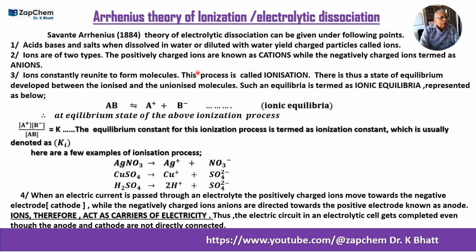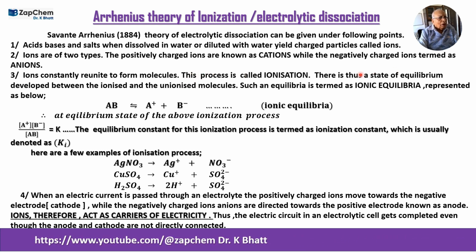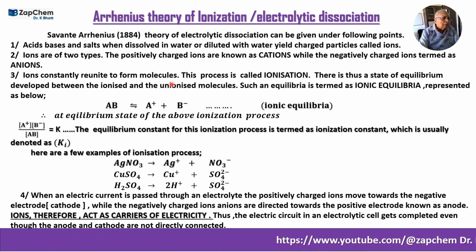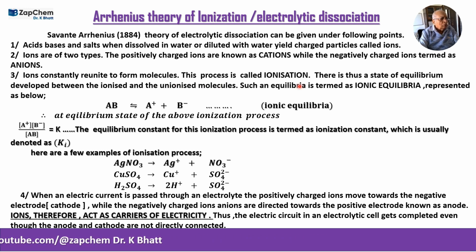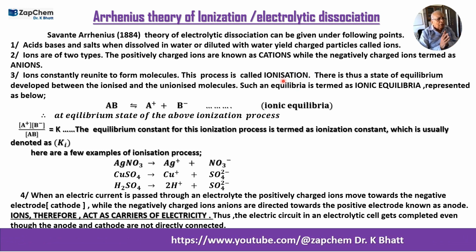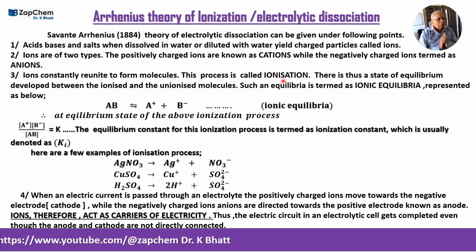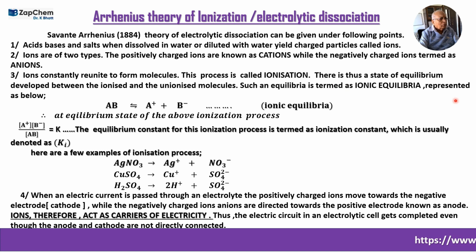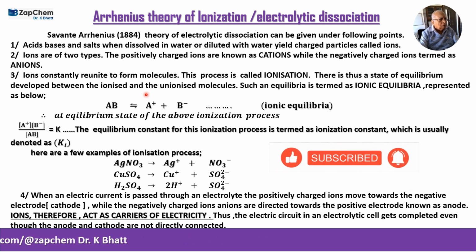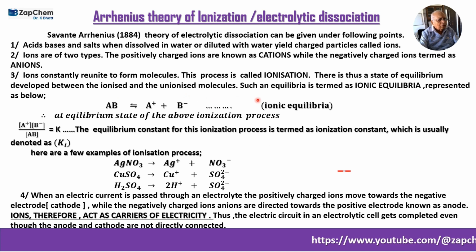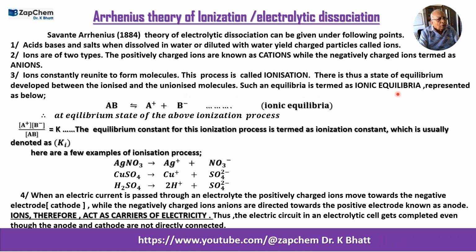But simultaneously, as soon as the ions are formed, they constantly reunite to form molecules. Means there is a reverse reaction, reverse interaction we can say. The process of formation of the ions is known as ionization. And since it is a reverse process, it has to attain an equilibrium state after some time between ionized and the unionized molecule. An equilibrium state is established. Such an equilibria is termed as ionic equilibria.